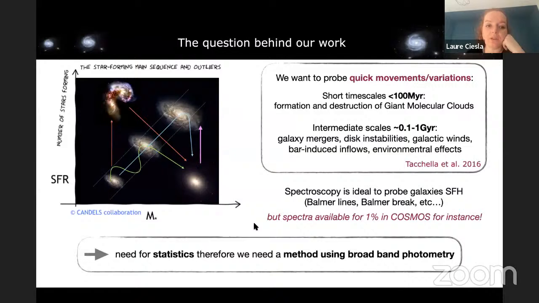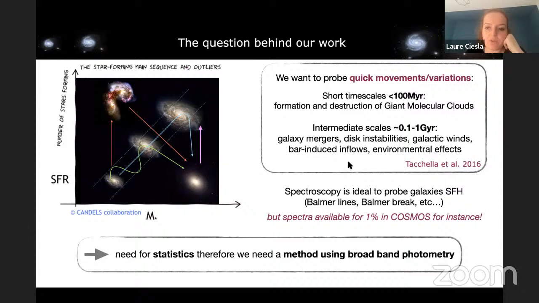So what would be a killer to the problem? It would be spectroscopy, because with spectroscopy you have the Balmer lines, you have the Balmer break. You can really probe the very recent star formation activity of your galaxies. But unfortunately, at the moment, before the launch of next generation facilities, spectra are available for only about 1% of the COSMOS field. For people not familiar with COSMOS, it is one of the largest extragalactic fields that we have now, with almost a million sources. So we don't have spectra for this. At the moment, we are stuck with broadband photometry.